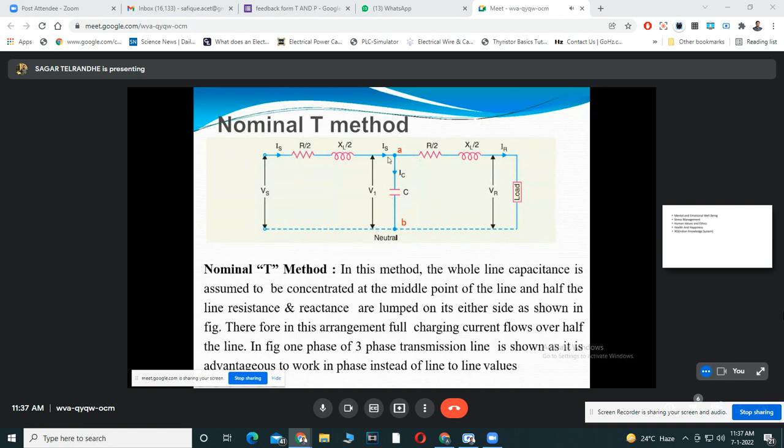This capacitance divides the transmission line into two equal halves, such that the resistance in the first half becomes R by 2, and the reactance becomes XL by 2. Also, in the other half, the resistance becomes R by 2 and the reactance becomes XL by 2.